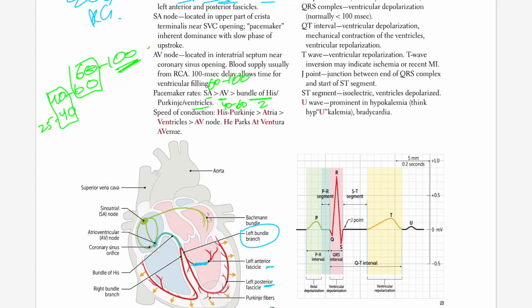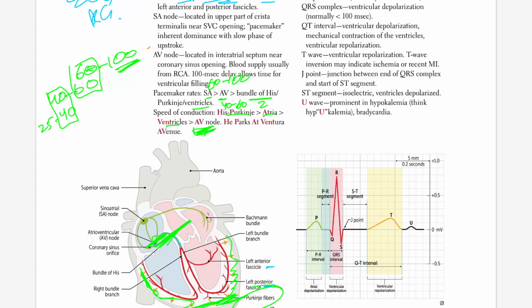And that is due to the fact that the speed of conduction is different. And the speed of conduction of that action potential is highest in your Purkinjes. So it is highest here. The small ones actually here, the Purkinje fibers. It's highest in the Purkinje fibers, and then you have the atrial muscle, and then the ventricular muscle, and then the AV node, which of course you know the AV node right here, it delays.